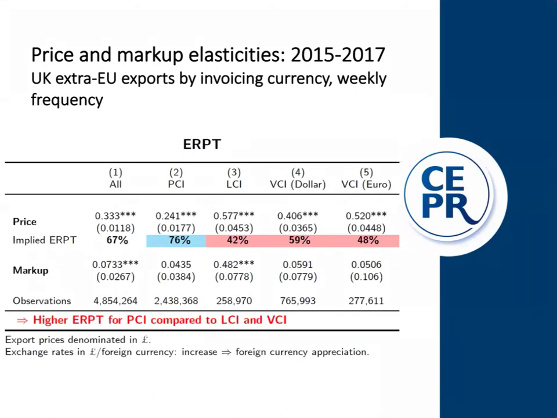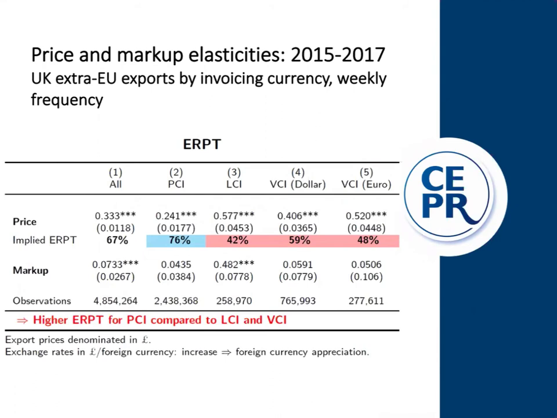Similarly, we can look at trade invoiced in US dollars or invoiced in European euro. And the main takeaway here is that exchange rate pass-through into import prices is much higher when British firms are invoicing in pound sterling, their producer currency, relative to when they're invoicing in the local currency of the destination or a vehicle currency like the US dollar or the euro.